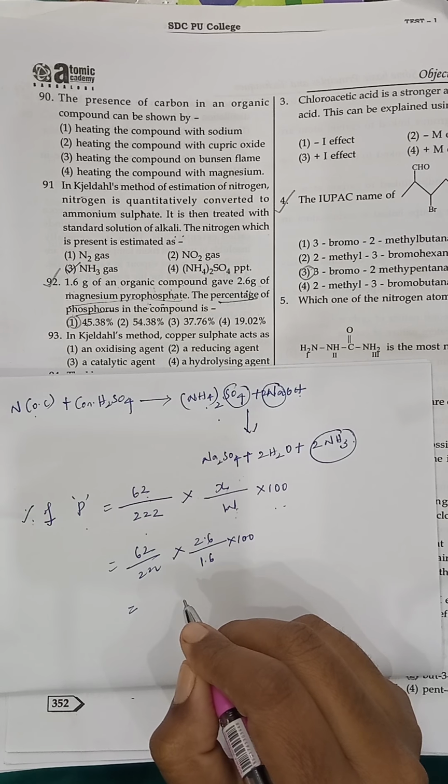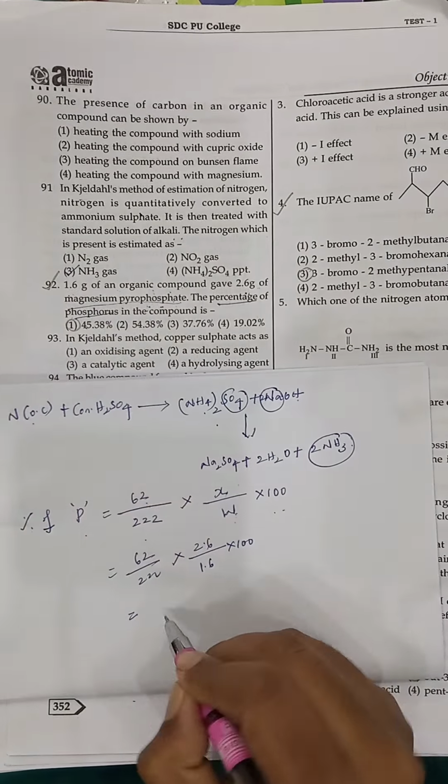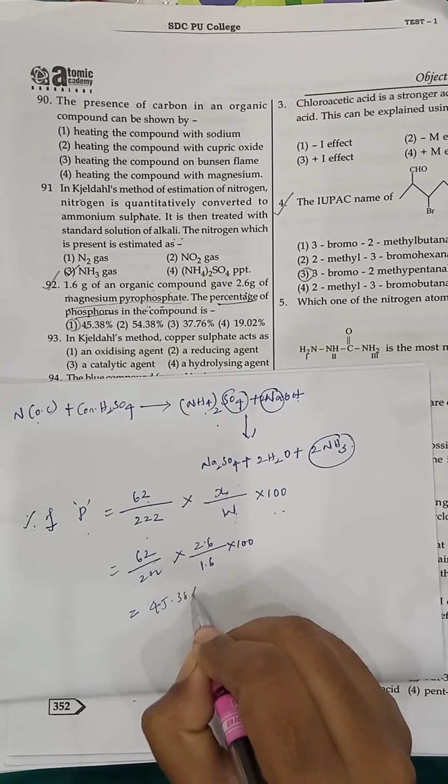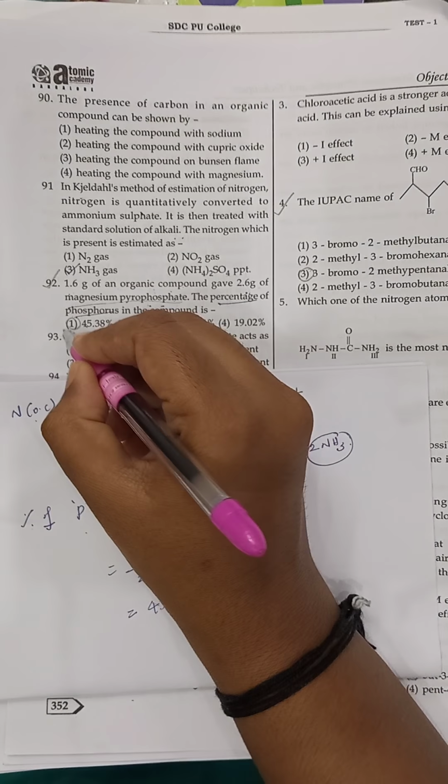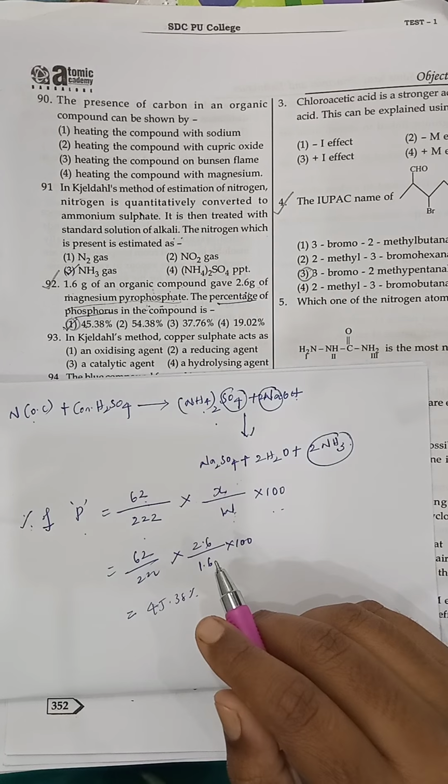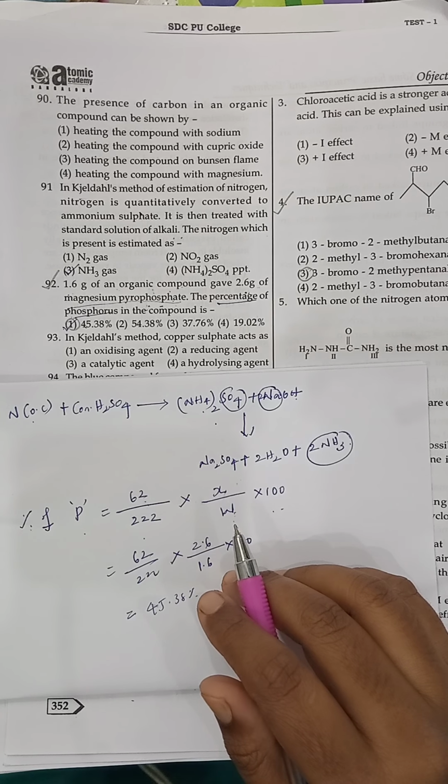That percentage of phosphorus is finally 45.38%. You just calculate, and after calculating all that, we will get the percentage of phosphorus as 45.38%.